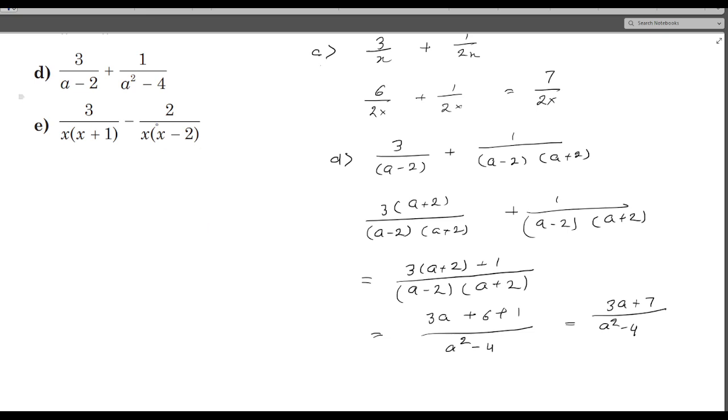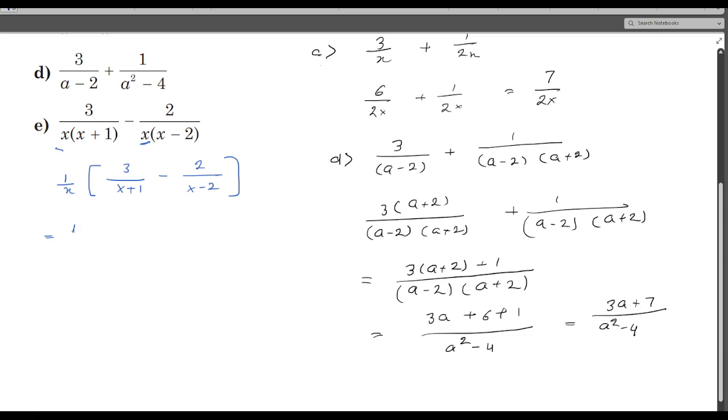Question E, you can see that x is same here as well as here. So what you can do, you can take 1 upon x common. So here you have 3 divided by x plus 1 minus you have 2 divided by x minus 2. And then let us do the cross multiplication. Here you will say that 3 times x minus 2 minus 2 times x plus 1 whole divided by x plus 1 times x minus 2, isn't it? This is equals to 1 upon x.